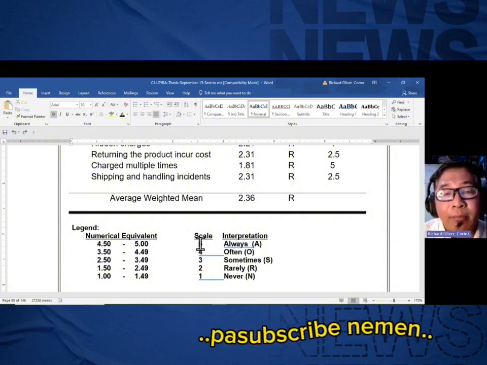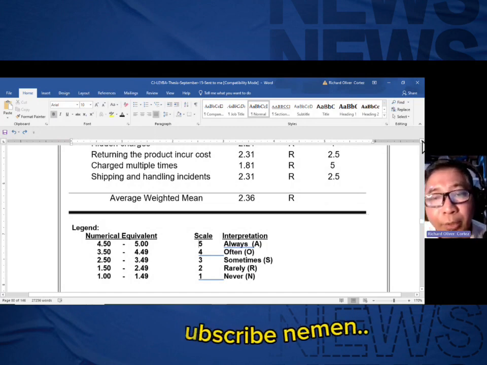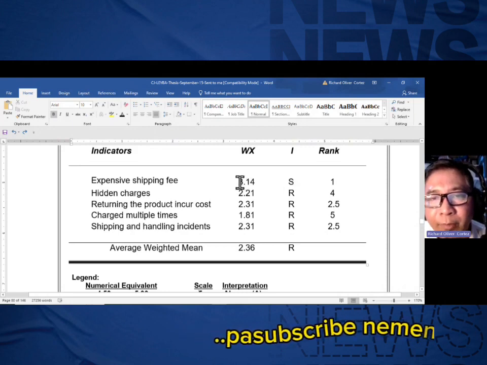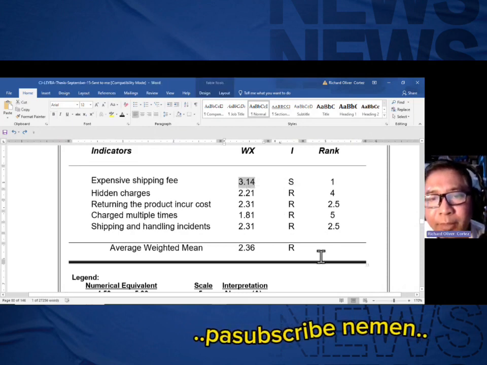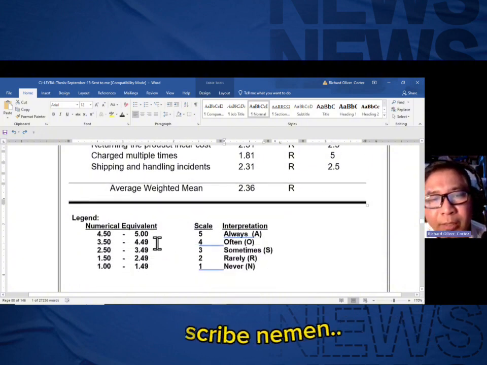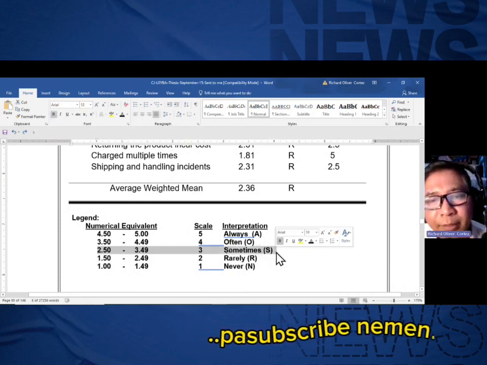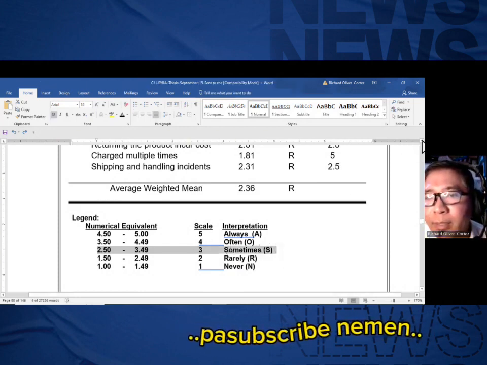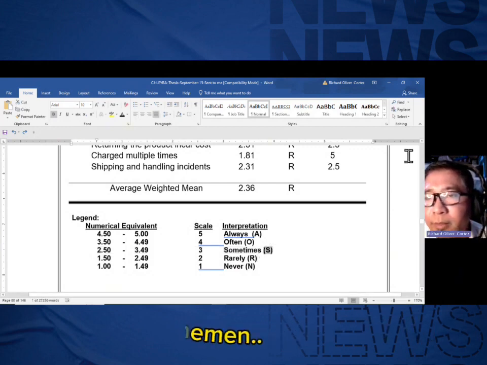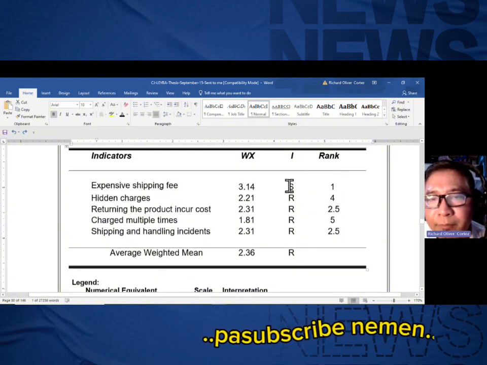No? So ilagay mo ito sa ilalim ng table mo so that the readers of your research will know what is the interpretation of 3.14. Ano ba yung sinasabi ng 3.14? So you have the legend below. 3.14 falls here. Okay? The 3.14 means sometimes, represented by letter S. Alright? That is why in your I column, that is letter S.